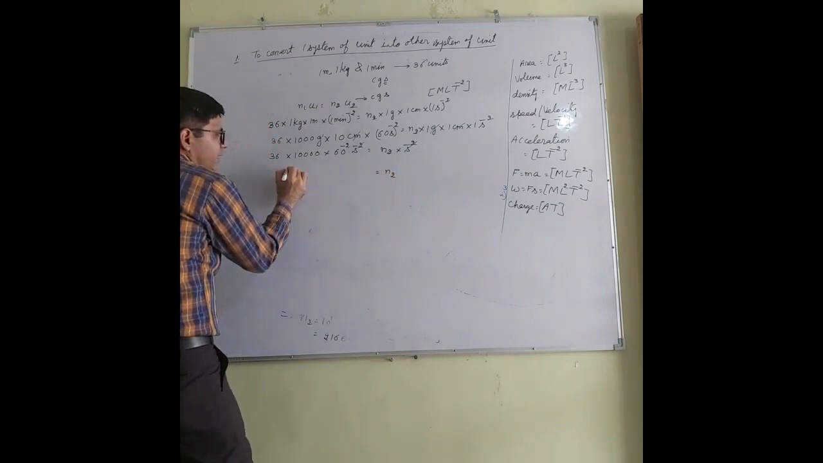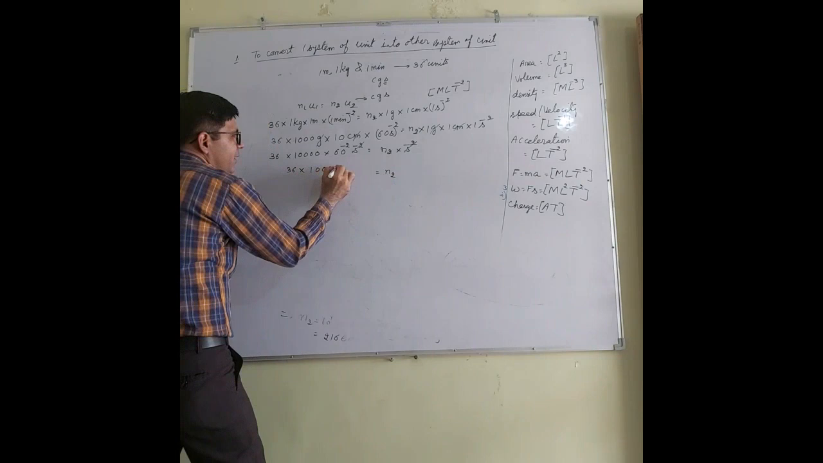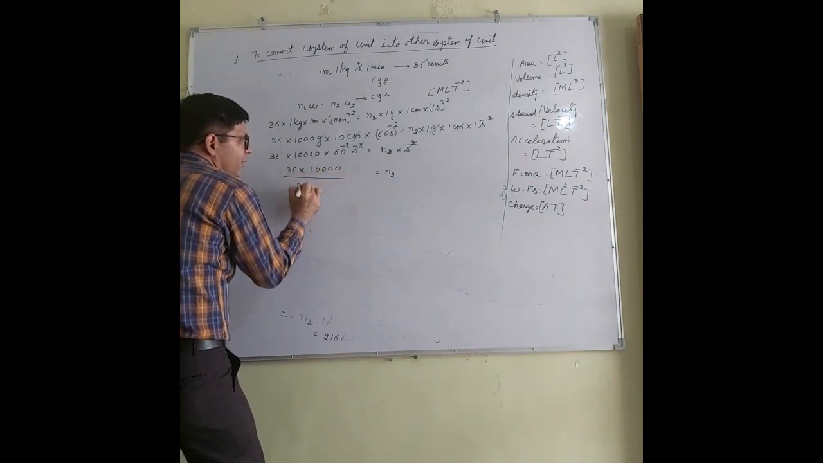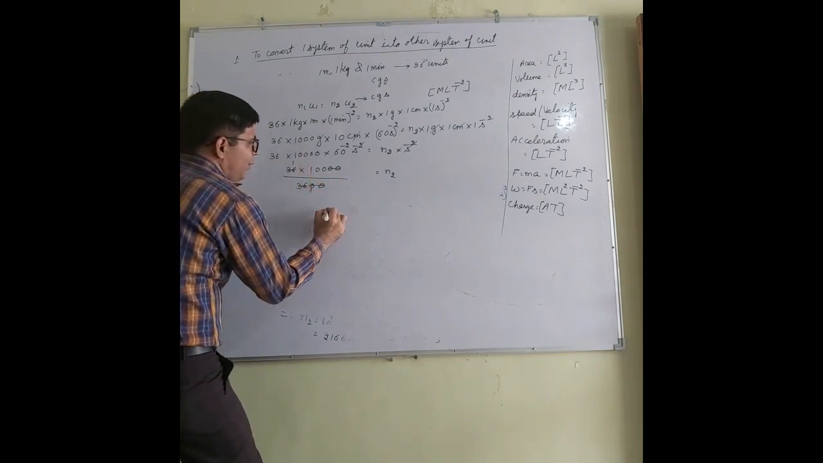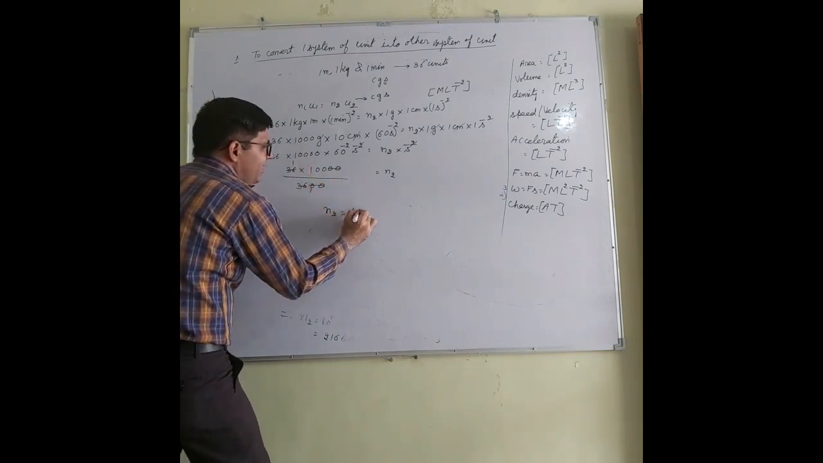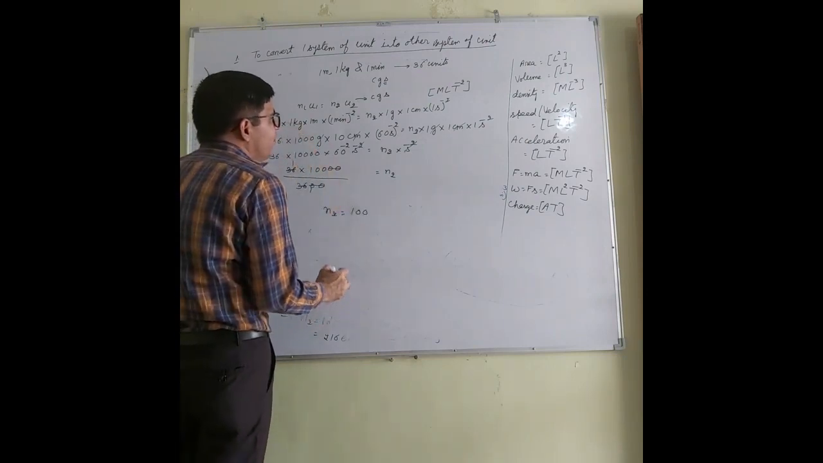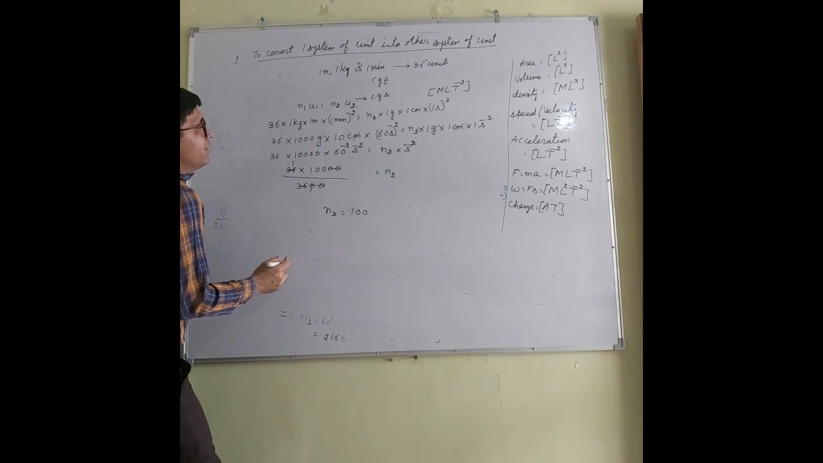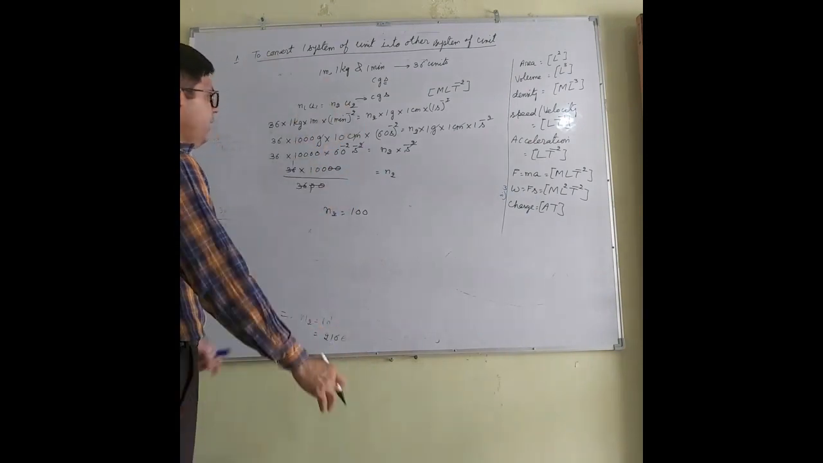N2 is 36 multiplied by 10,000 divided by 3600. So what is N2? N2 is 100 CGS units. And what is the CGS unit of force? It's dyne. You have studied this in grade 9.